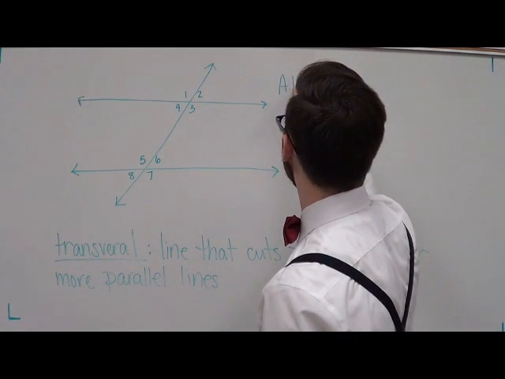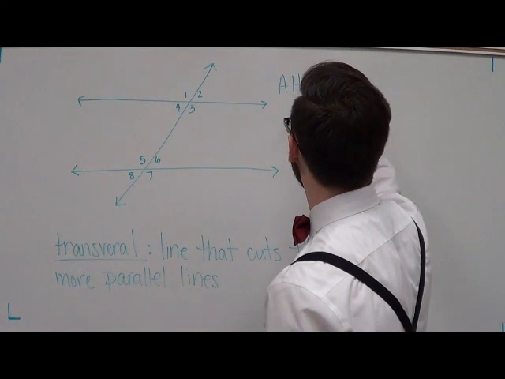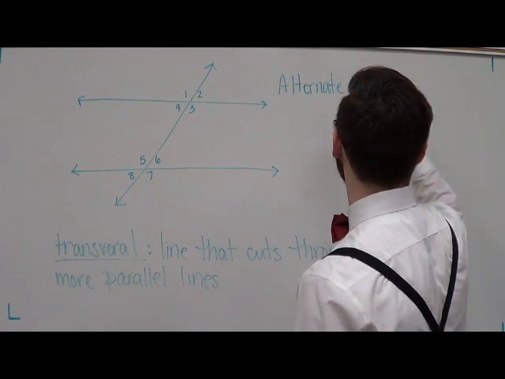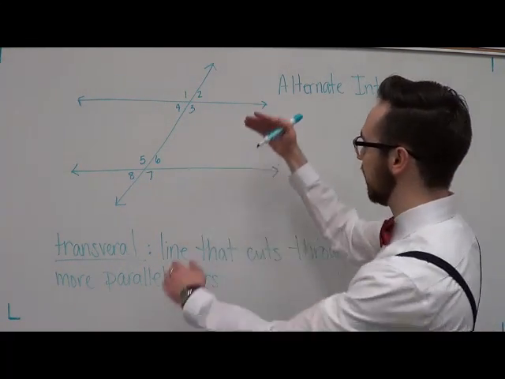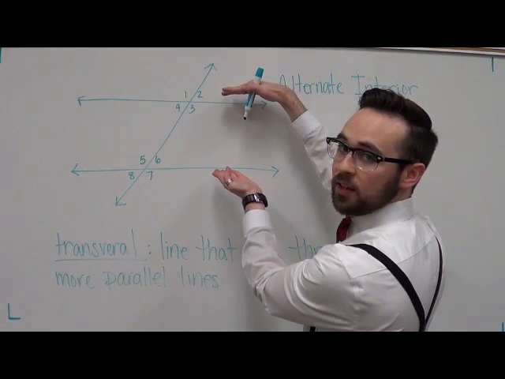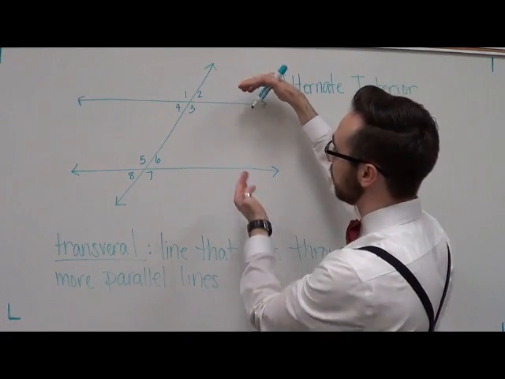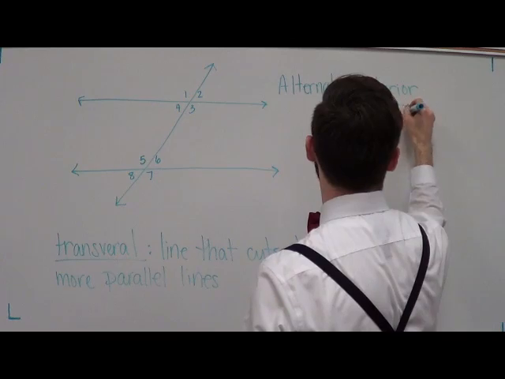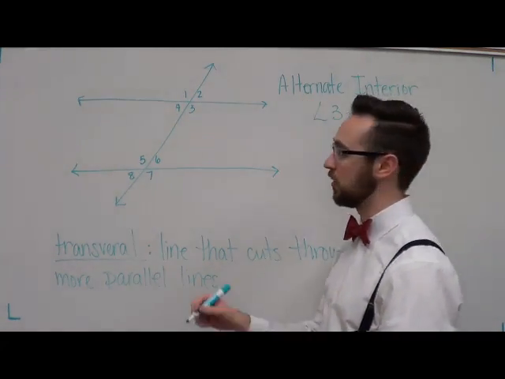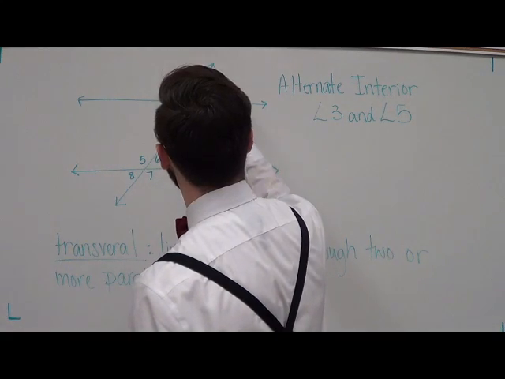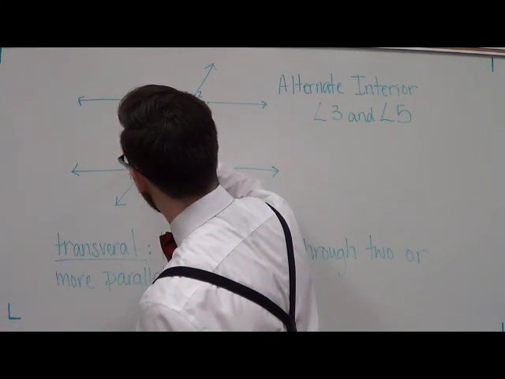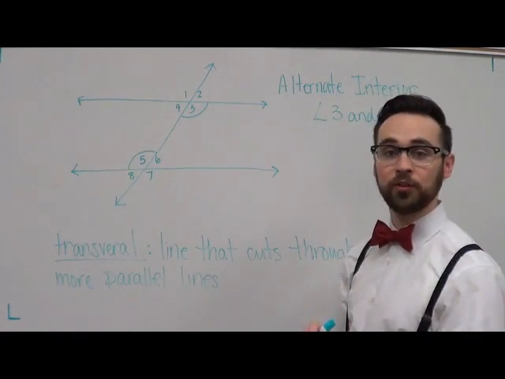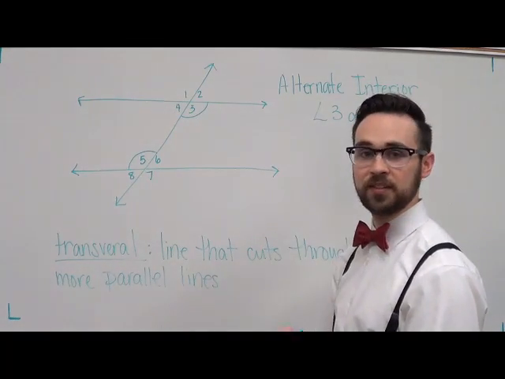So the first group that we have are called alternate interior angles. Alternate interiors means they're inside the parallel lines and they're on opposite sides of the transversal. So angle 3 and angle 5 would be alternate interiors because they're on the inside of the parallel lines. They're in between them, but they're on opposite sides of the transversal. There are two other alternate interior angles, and that would be the 4 and the 6.